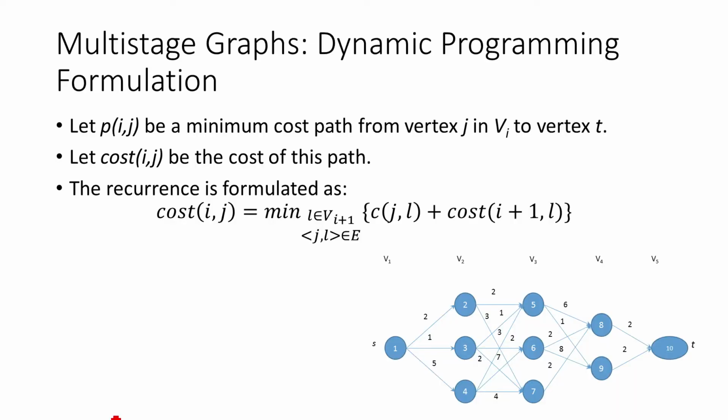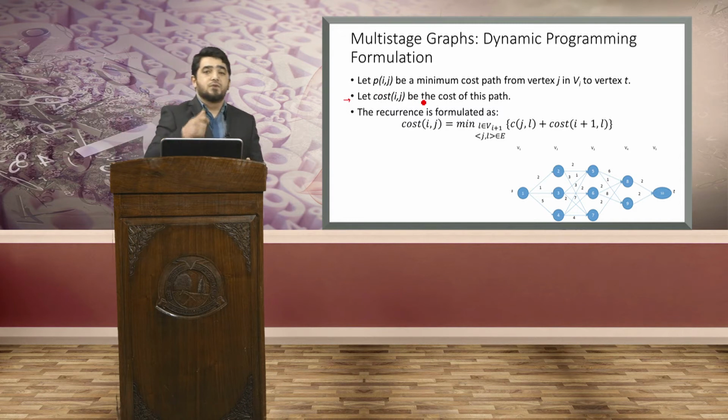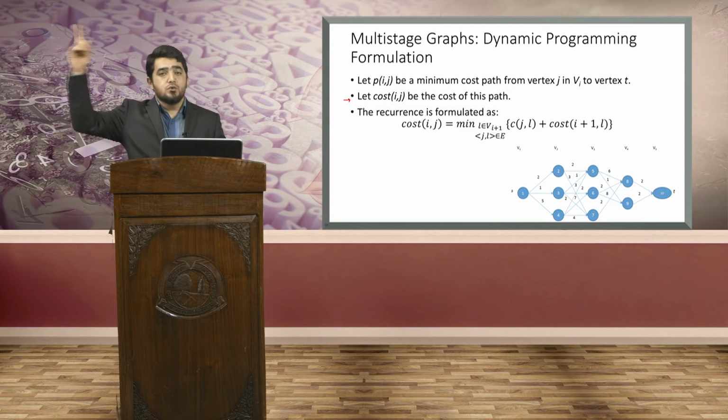Similarly, let cost(i, j) be the cost of that path. So we are representing our path in the form of P(i, j), where i represents the stage and j represents the node in that particular stage that we have chosen to be on the path. Similarly, cost(i, j) will store the cost of selecting node number j in stage i to go to vertex T.